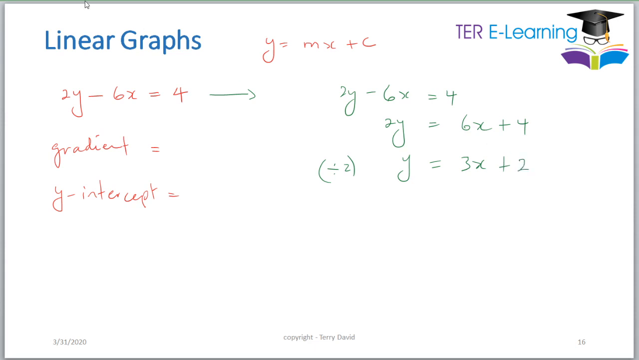So now, my gradient is simply this number here, right? Which is 3. And my y-intercept now is determined by this value here. So my y-intercept is actually 0, 2.